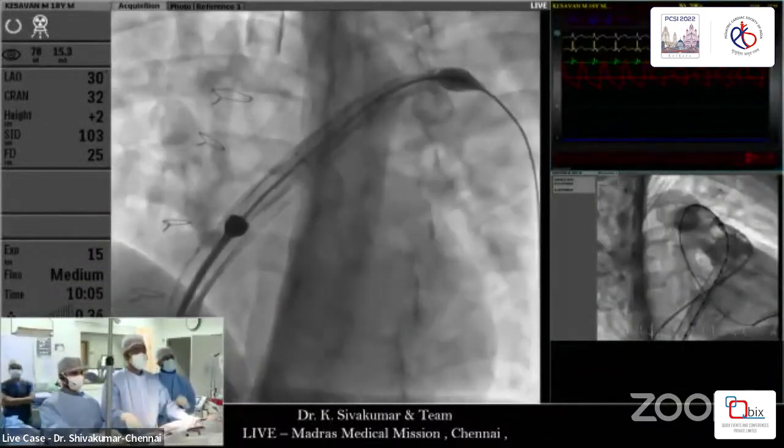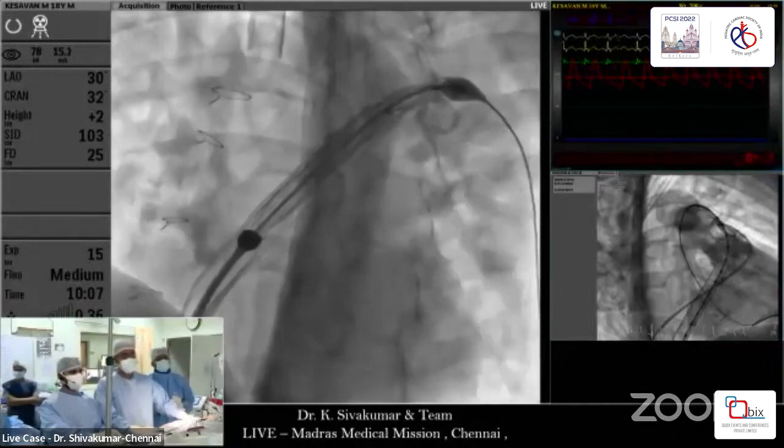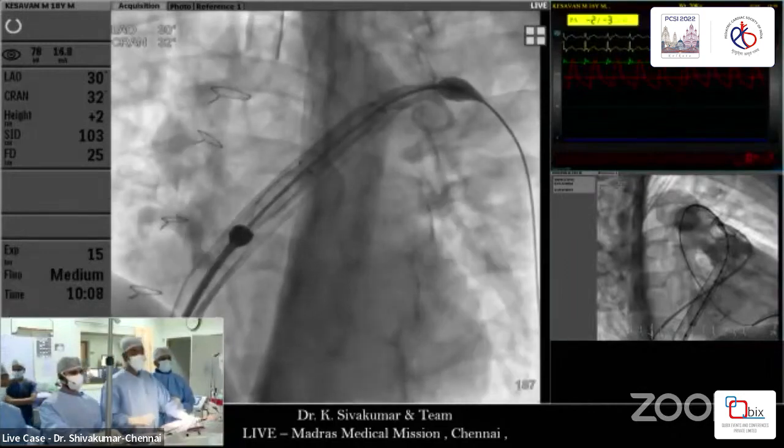Can you get 15 initially? At 15. Ready? You keep doing it.